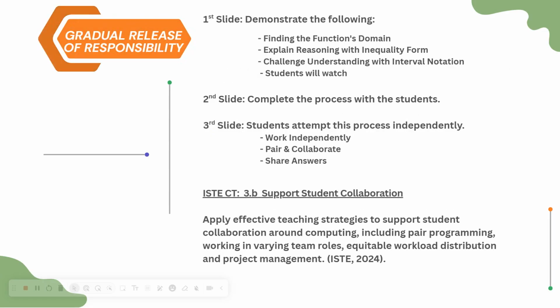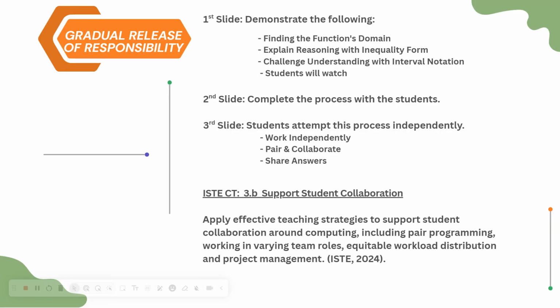Third, gradual release of responsibility. On the first slide, we're going to start together. Once I get them on, I'm going to take them through this maybe one or two times, probably just one time. I'm going to demonstrate and show them all the steps of finding domains, explaining with reason in inequality form, and then challenging them with interval notation at the end. Students will watch the first time. The second time, we're going to work it out together. Again, I'll go very slow through this entire process, go into the graph, finding where our domain, our X values, exist from endpoint, left to right. And then on the third attempt, they're going to work these independently.